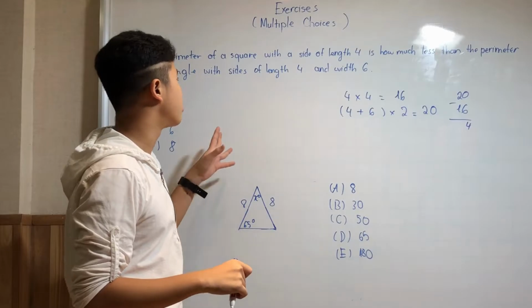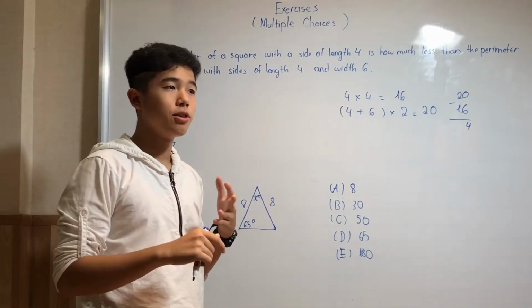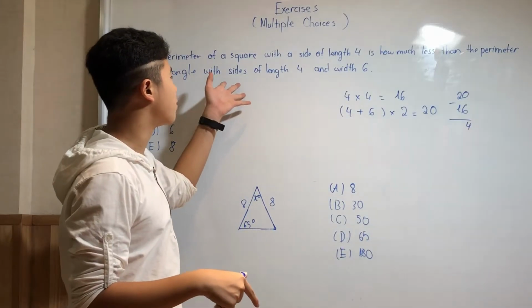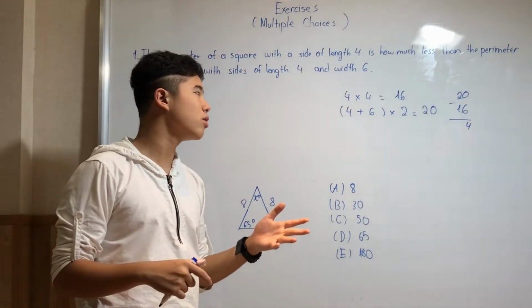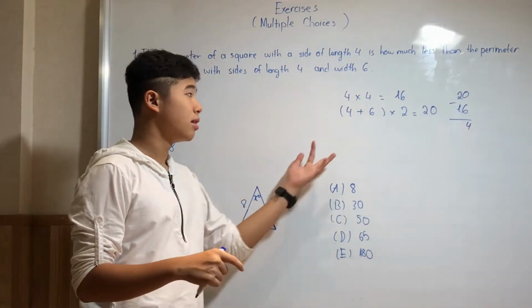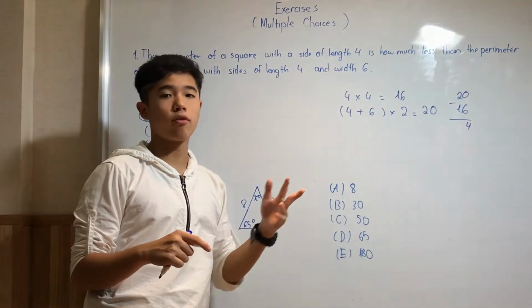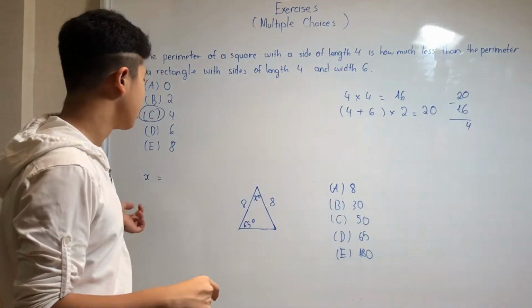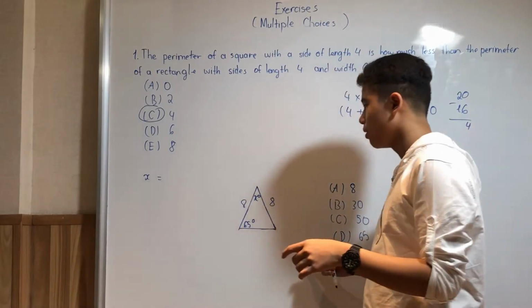Remember, if you want to find the perimeter of a square, you multiply any number by 4. If we want to find the perimeter of the rectangle, take the length plus the width and then multiply by 2. Remember to add the length and the width first, not multiply by 2 first. Go on to this one.